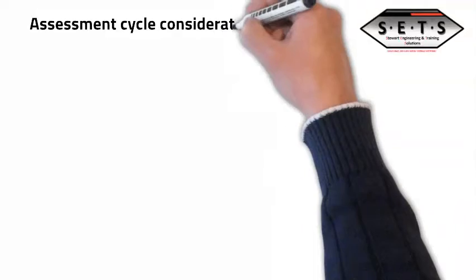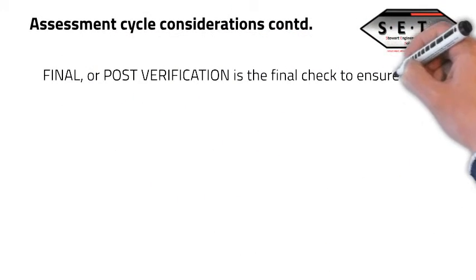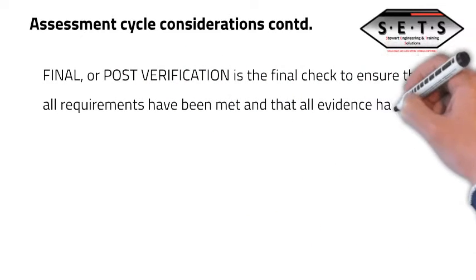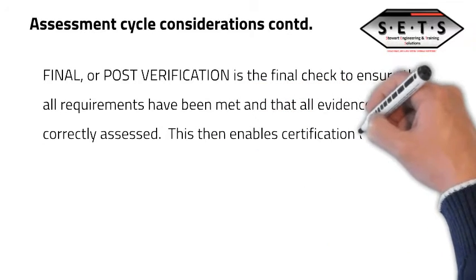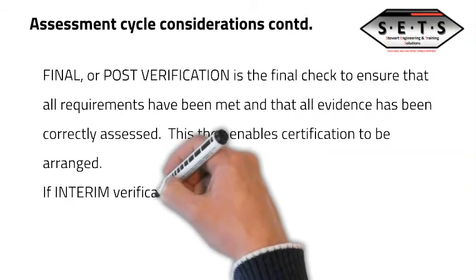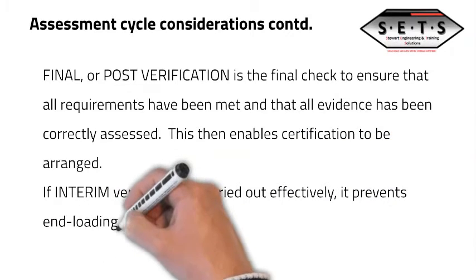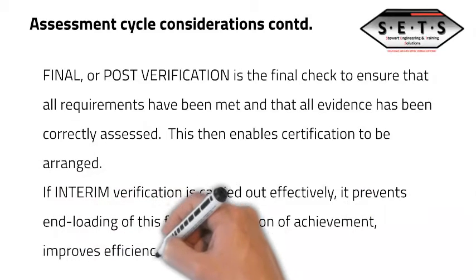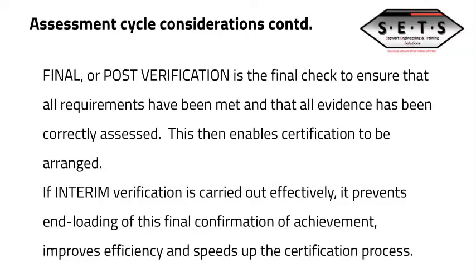At the end of the assessment process, we carry out final or post verification. This is the final check to ensure that all requirements have been met and that all evidence has been correctly assessed. This then enables certification to be arranged. If interim verification is carried out effectively, it prevents end loading of this final confirmation of achievement, improves efficiency, and speeds up the achievement and certification process.